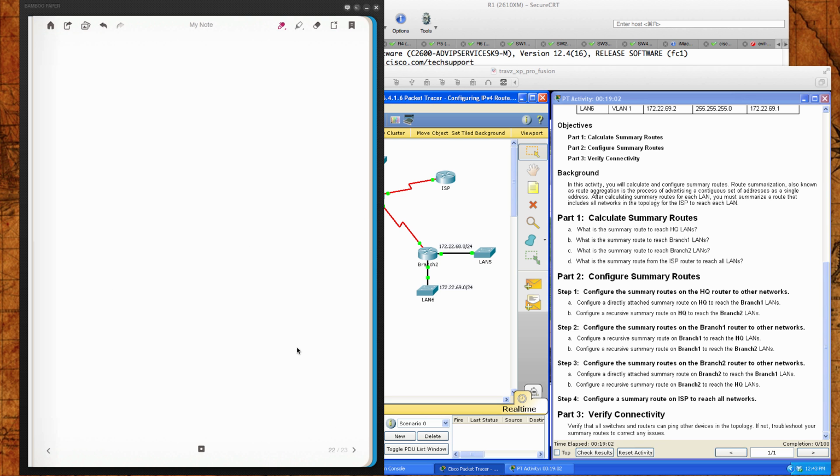So now let's flip back over here, and finally we're going to take a look at the final step in part 1, which is what is the summary route from the ISP router to reach all of the wireless LANs. And so we're going to break this down.